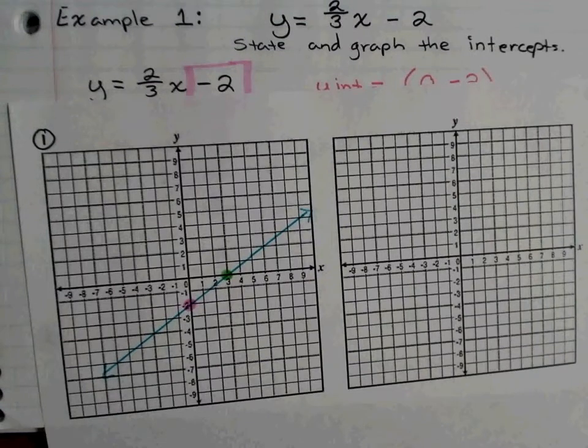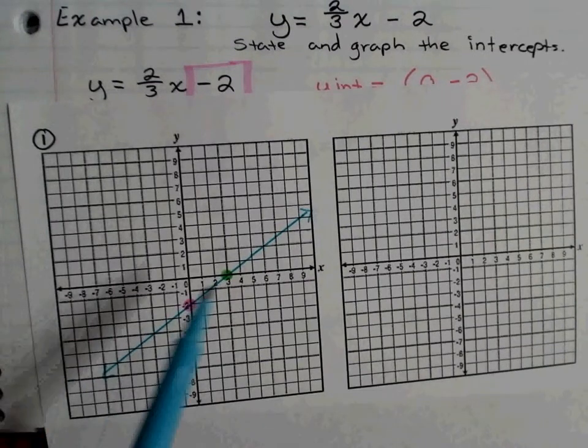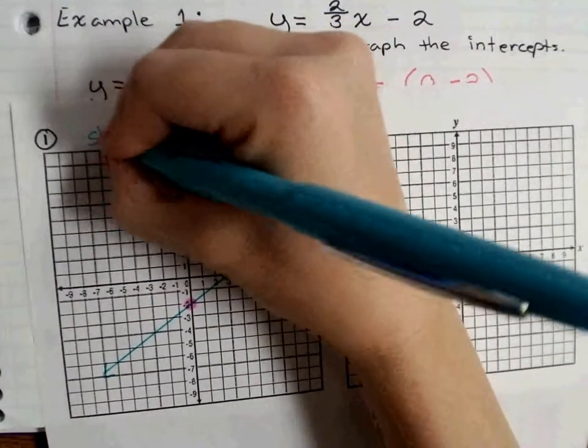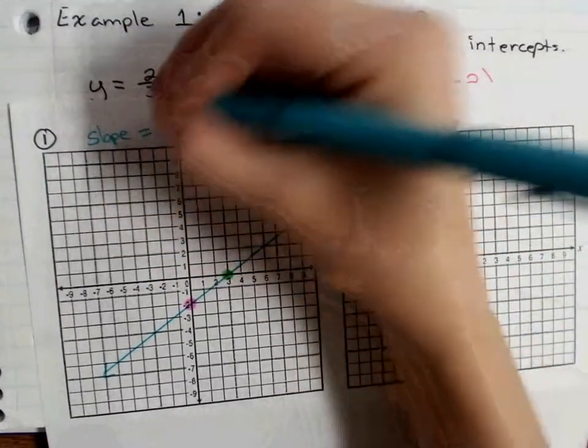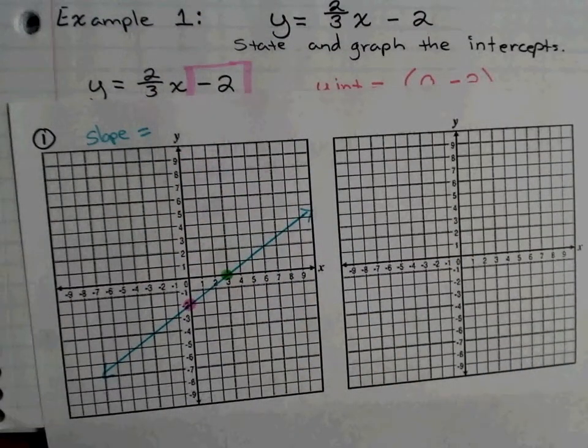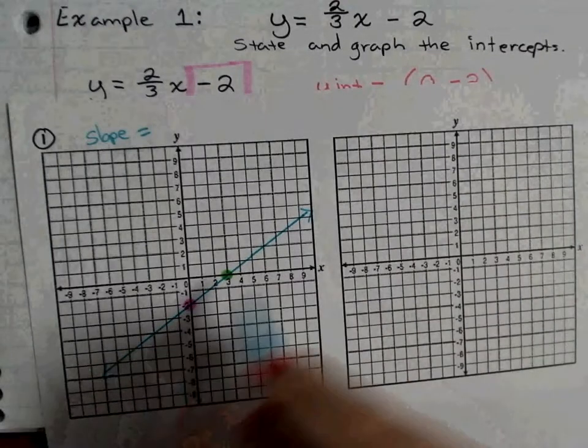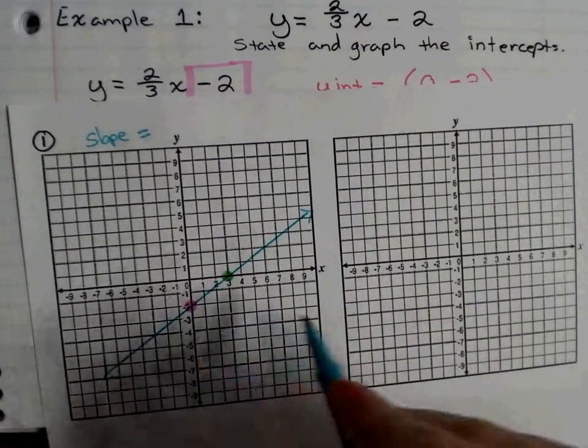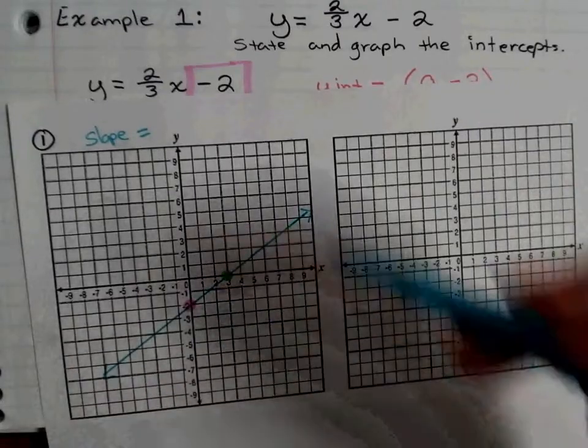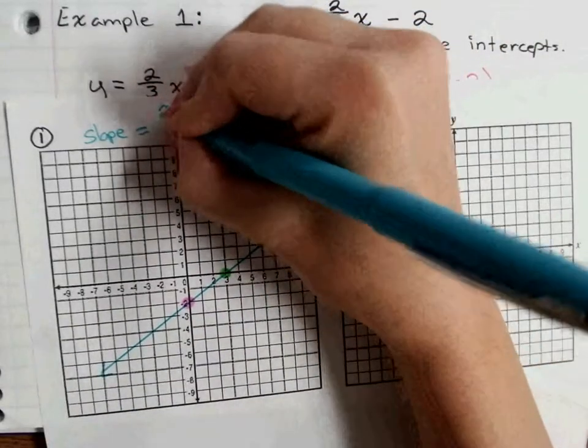Anybody want to tell me what the slope is of this? What is it, Joshua? 2/3. Positive or negative? Positive, right? This is a positive slope. Looking at the direction right off the bat, you should be able to tell it's positive. The rise happens to be a 2 over a run of 3.